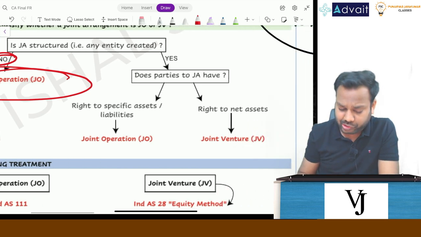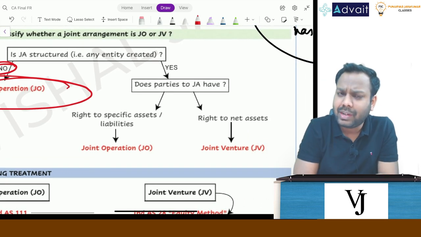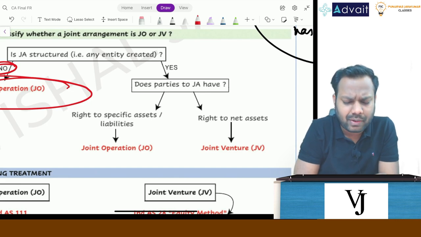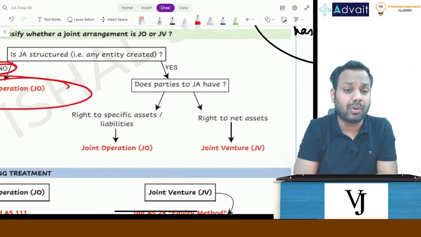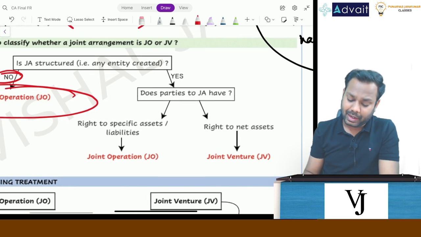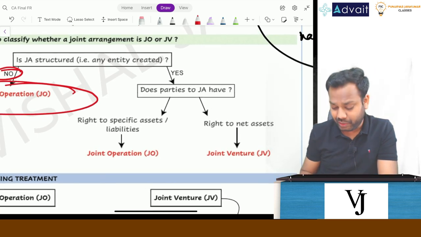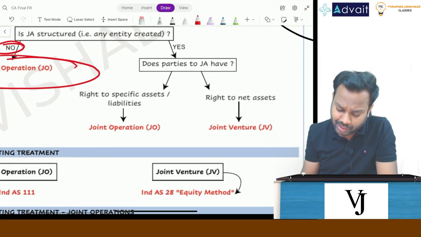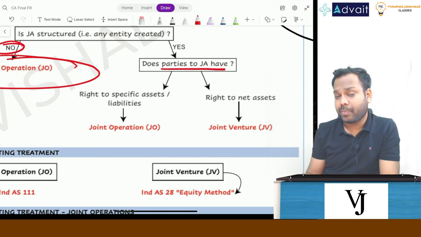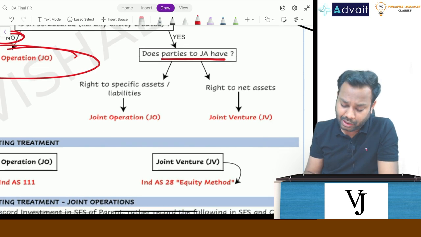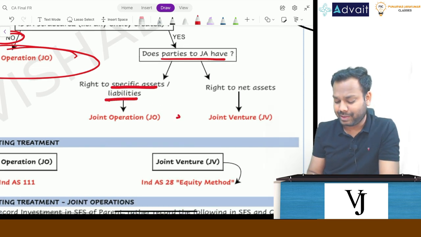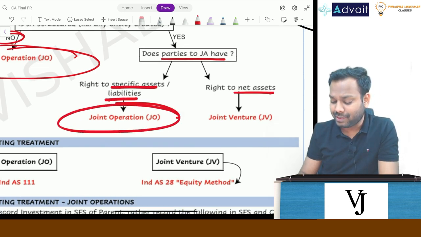But if it is structured, is it conclusive evidence that it is a case of joint venture? No. Standard says that if it is structured, then we have to assess, do the parties to the joint arrangement have the right to what? If they have the right to specific assets and liabilities, it's a case of joint operation. If they have the right to net assets, it's a case of joint venture.